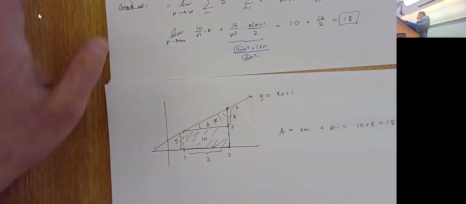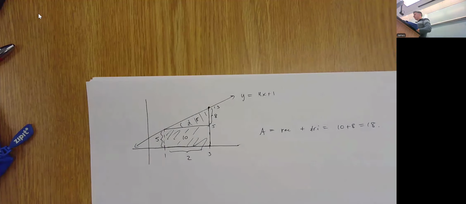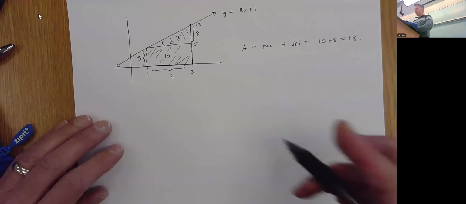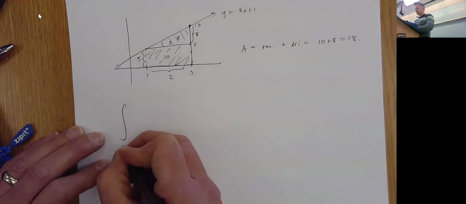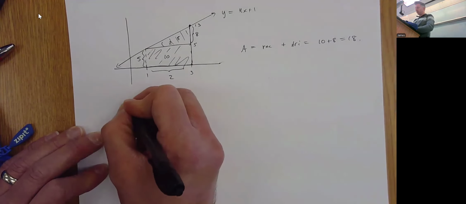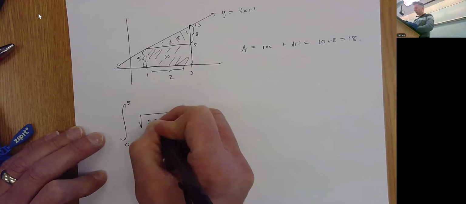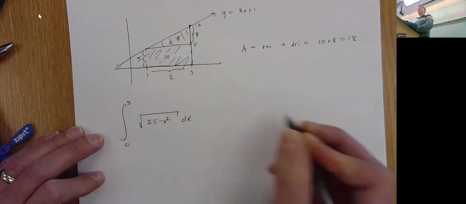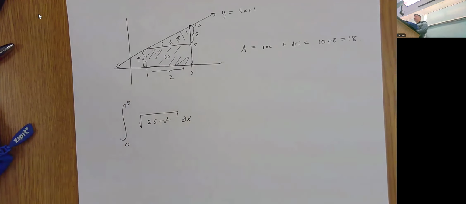Which actually brings up a really good point. Sometimes, so literally give me 1 minute, I promise you it's worth your while. Sometimes you might be asked to do something like this. Find the integral from 0 to 5 of the square root of 25 minus x squared. And you will literally be like, I can't integrate that, because we don't learn how to integrate this in this class. It's not something we learn how to do.